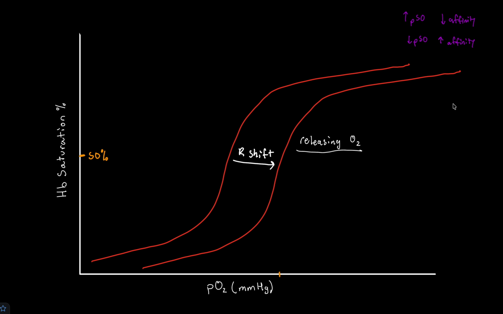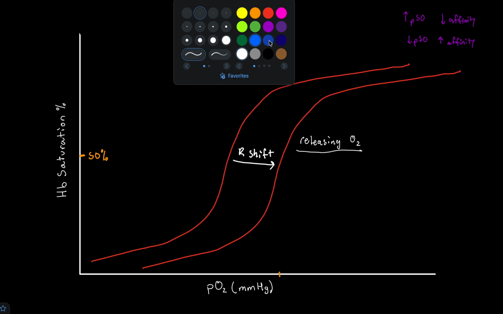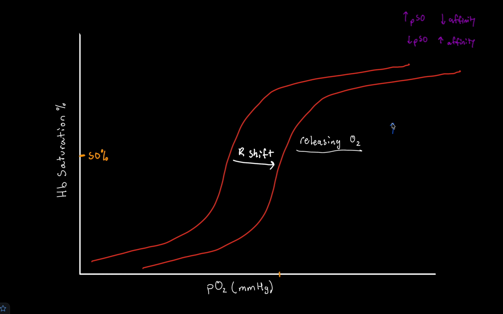Now, what are some conditions, or what environment could we be in which we have a right shift? Well, one of them, let me change my color over here. One of them is increased CO2. So for example, it's hypercapnia as a medical term, but let's say that our muscles are working, like we're in exercise. So when we're exercising, there's going to be a higher accumulation of carbon dioxide.